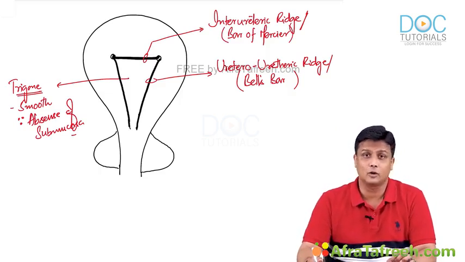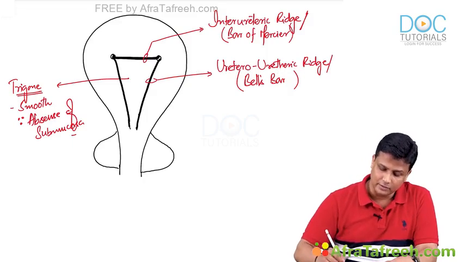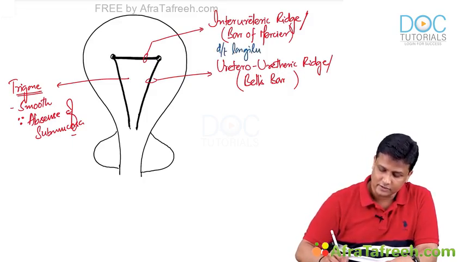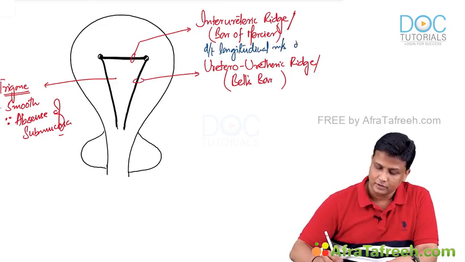Fine. Now, once you have comfortably learned the names and the other names, now you need to learn the reason. Why is that elevation created there? Why is that ridge formed there? Due to what? Remember, this is formed due to the longitudinal muscles of ureter. Longitudinal muscles in the wall of the ureter.